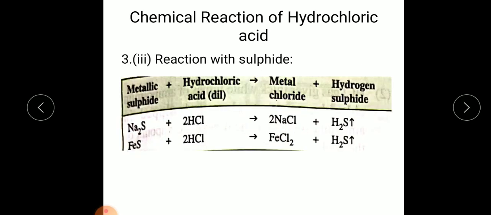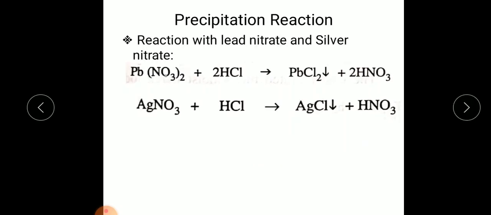Next, reaction with sulfides. When a metallic sulfide reacts with hydrochloric acid, it forms metal chloride and hydrogen sulfide. Metallic sulfide Na2S plus HCl gives you sodium chloride and hydrogen sulfide, H2S. And when iron sulfide reacts with HCl, it gives you ferrous chloride, FeCl2, and H2S, that is hydrogen sulfide.